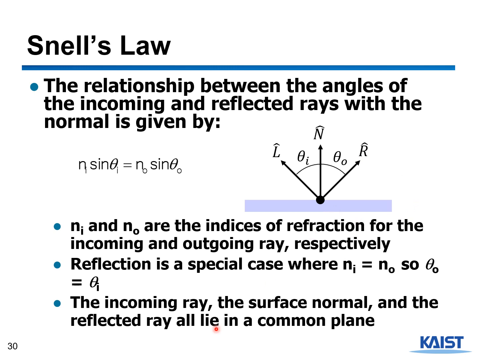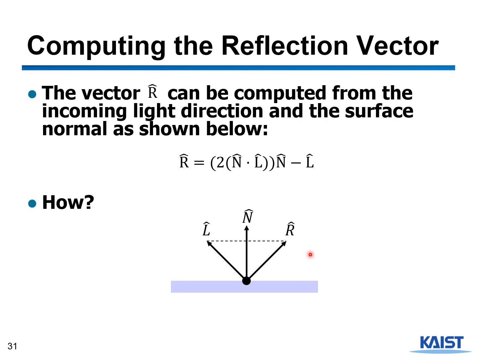Also, the incoming ray, the surface normal, and the reflected ray all lie in a common plane. Obviously, in other cases, depending on the material, we might not have this assumption, but in most cases we can safely make it. Then the question is, how can you compute this R vector?